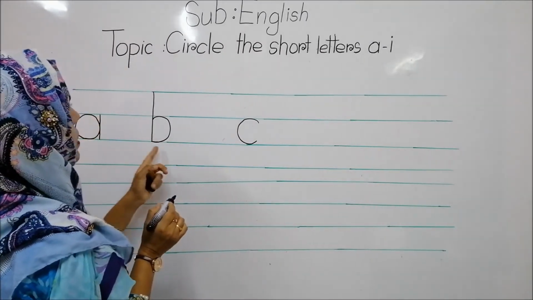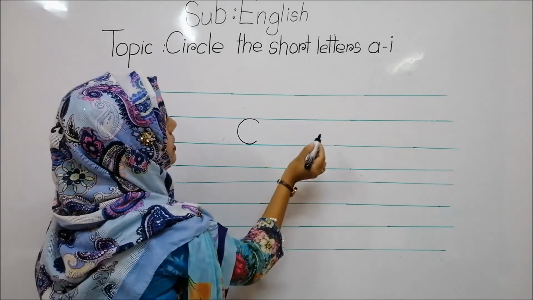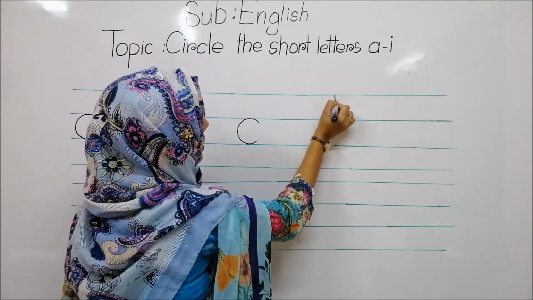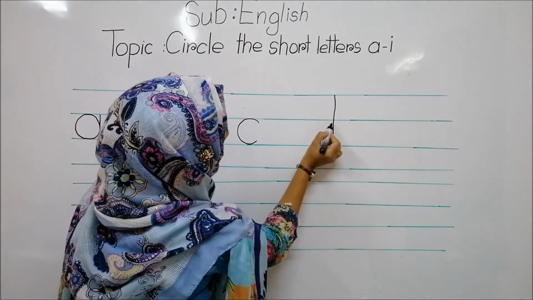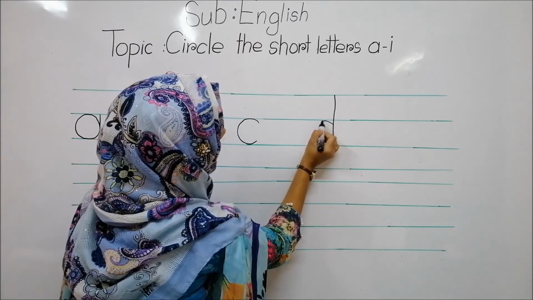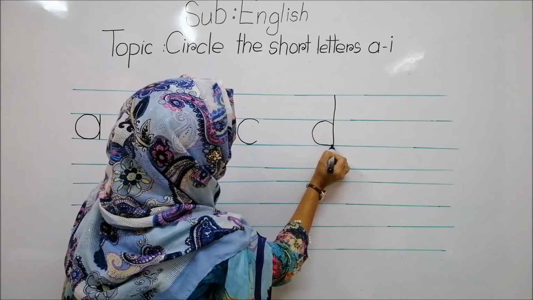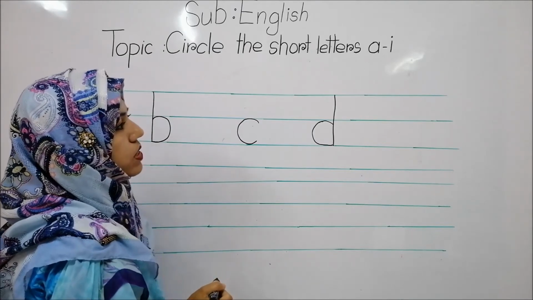Okay, A, B, C, then which letter? Then letter D. D will start from first line, right? Standing stick, then half circle. This is letter D.